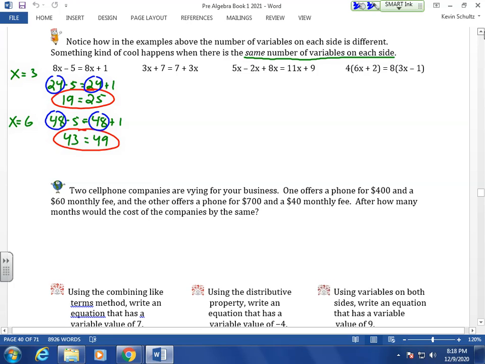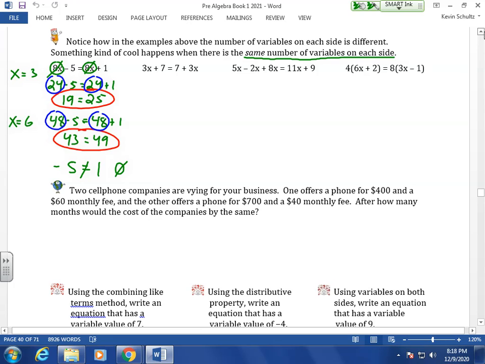Okay? So that was a really long explanation for the phenomenon that if you have the same number of variables on both sides, in this case 8, and when you cancel those out, you're left with an equation that is not true. -5 does not equal 1. It is no solution. Okay?